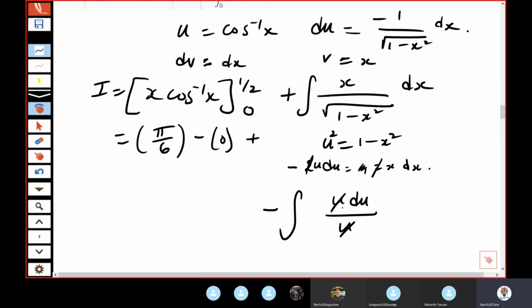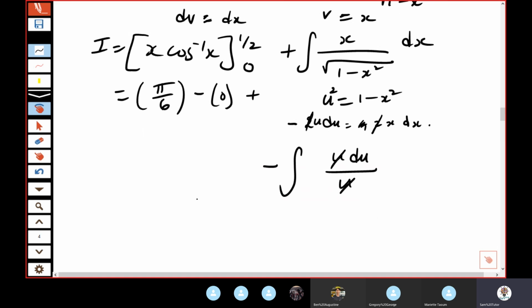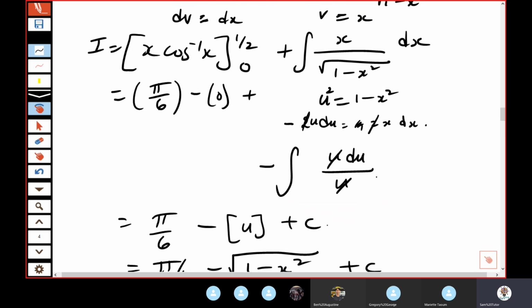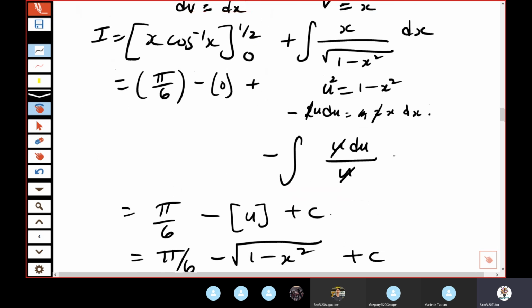All right, integral of du is just obviously u plus c, and then what must we do in our final line? I have to sub back u into the thing. So that becomes square root of 1 minus x squared plus c. Were there limits? Oh, there were limits.